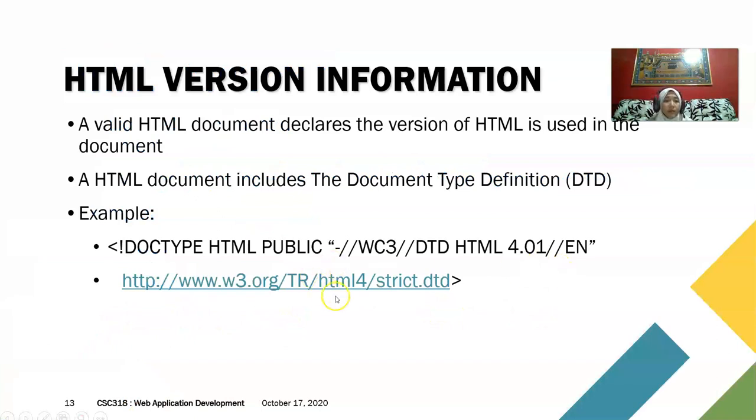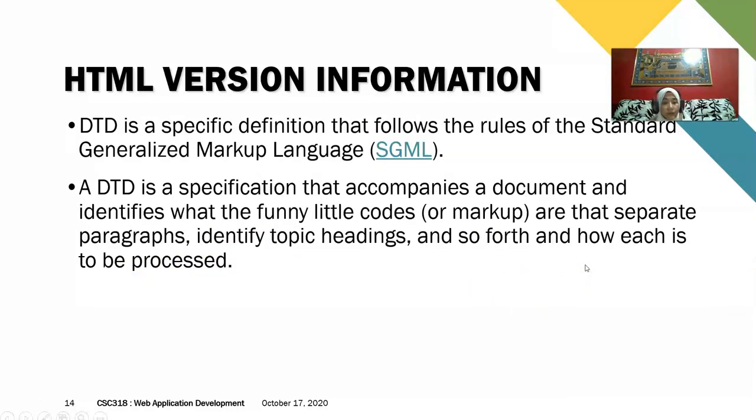Alright, so next, HTML version information. A valid HTML document declares the version of HTML used in the document. So an HTML document includes the document type definition, DTD. For example, you can see that we have doctype HTML public. This is an example of the version, so you can use that. But normally when you write your own code, we don't have to write the document type. But if you want to write it, it is okay. No problem, either way.